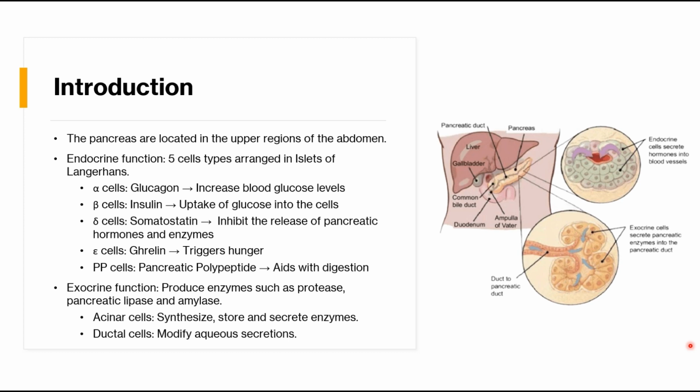The exocrine section of the pancreas is to produce enzymes which aid with digestion. These include protease, which breaks down proteins, pancreatic lipase, which breaks down fats, and amylase, which breaks down carbohydrates. These enzymes are synthesized, stored and secreted by acinar cells. Once these enzymes are secreted, the ductal cells modify the composition of the secretion, which helps neutralize stomach acids and creates an optimal environment for digestive enzymes to function.